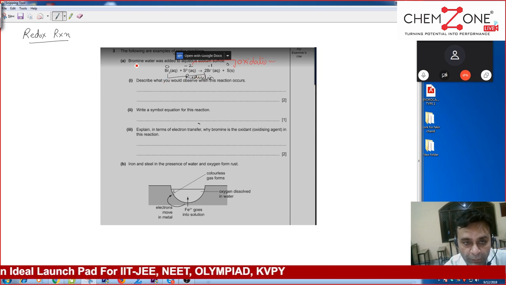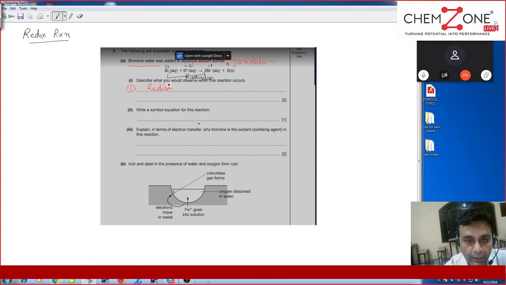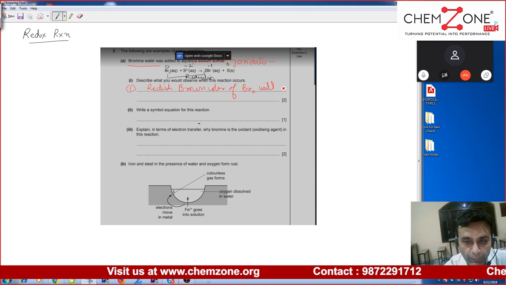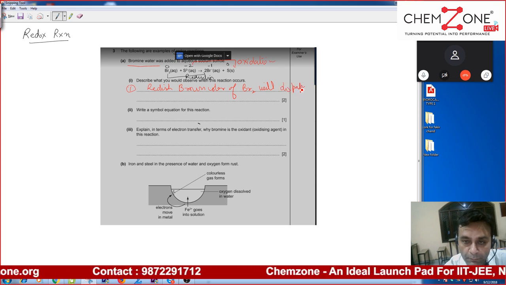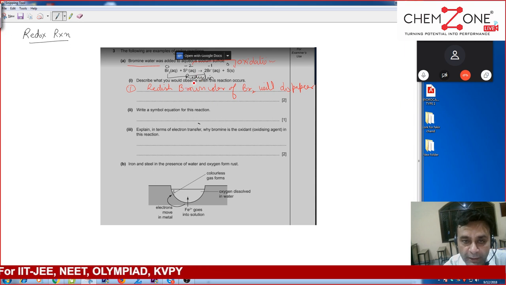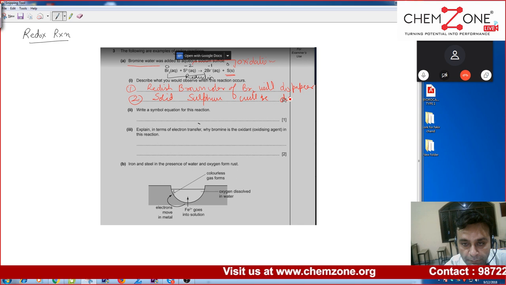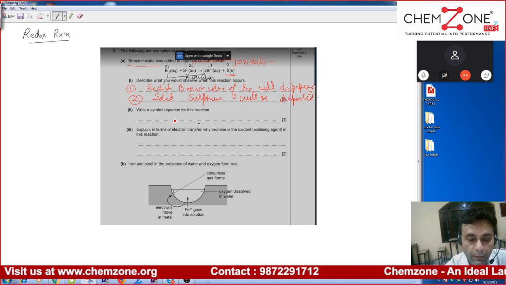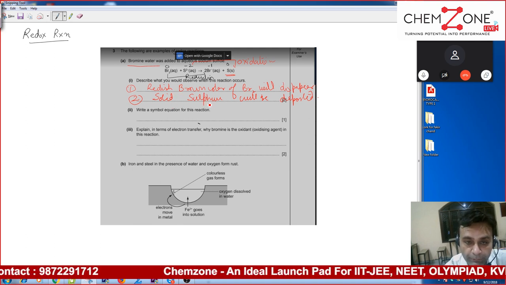The bromine water color, the reddish brown color, will disappear. So the first observation will be that the reddish brown color of Br2 will disappear. And number two, solid sulfur will deposit at the bottom. Solid sulfur will be deposited. What color is the sulfur? The color is yellow.